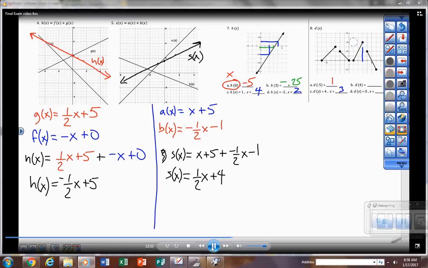D of 4, find 4 on the x-axis. Go up or down until you hit the line. First line you hit, look over, see what y is, so that'd be 2. And then the last one, that is x. That means 0 on the y-axis, and then hit that line, and of course that would be 0.